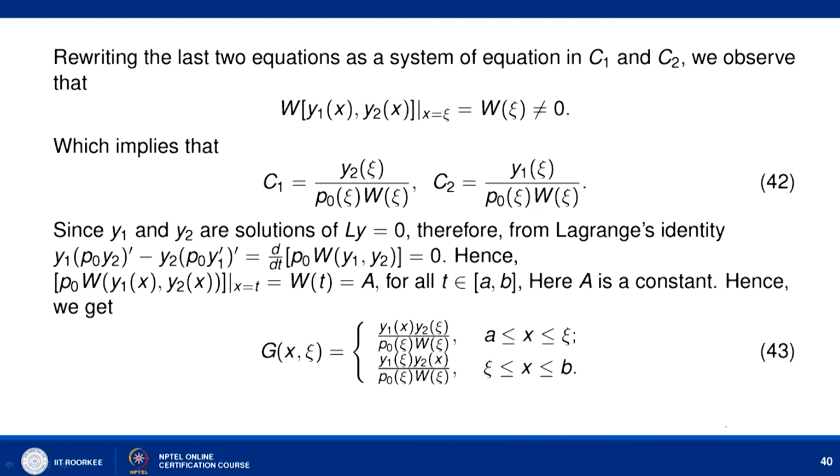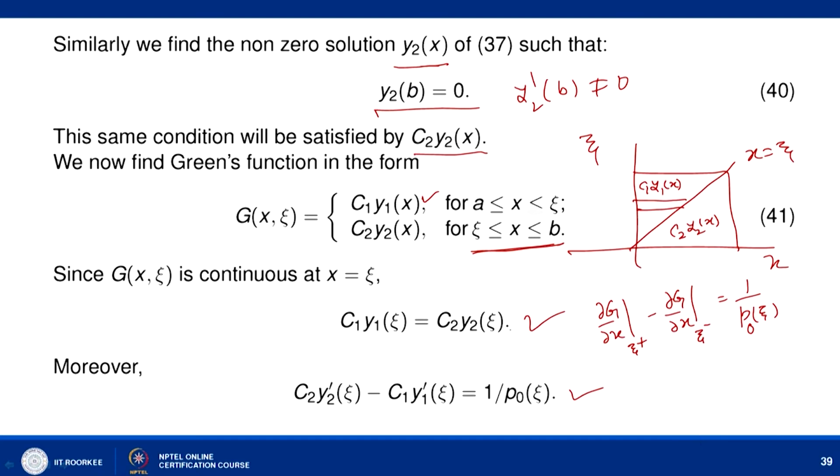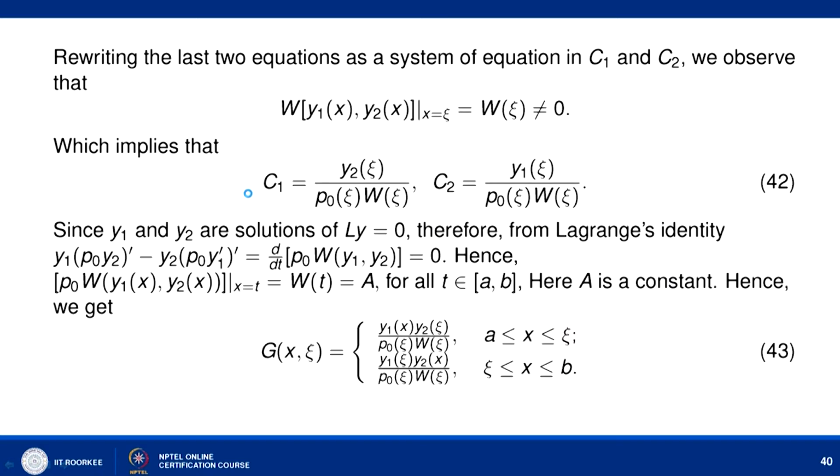Now, we simplify these two conditions to find out c1 and c2, because if we know c1 and c2, then our Green's function is known to us. So, rewriting the last two equations as a system of equations in c1 and c2, we observe that the Wronskian of y1 and y2, that is y1 y2' minus y2 y1', at the point x equal to xi is non-zero. Why? Because here y1 and y2 are linearly independent solutions.